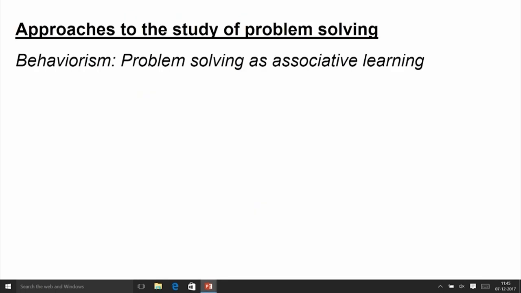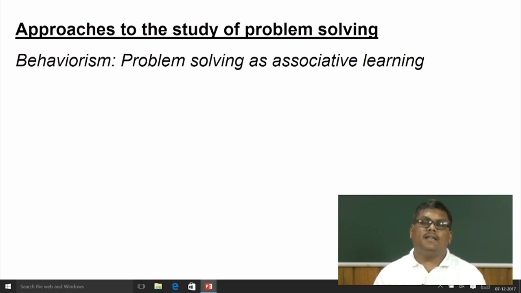So, how do I solve a problem? What are the various approaches to solving a problem? There are several approaches. For example, the first approach is behaviorism, solving problems as associative learning. So, two approaches I will describe here. One is the gestalt approach, the other is the behavioral approach.